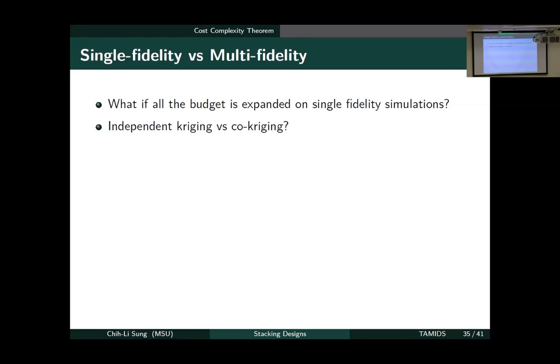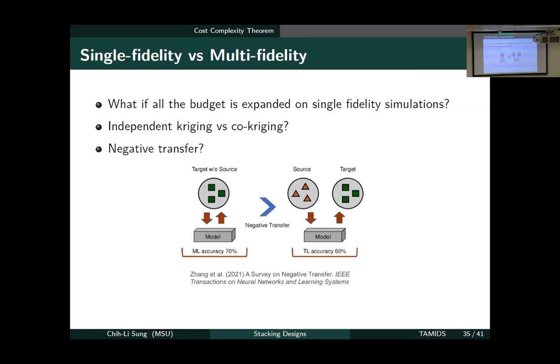Recent studies have found that, so kriging is just GP. People have found that if you use independent GP, and use some very complex GP with very complex construction to couple those multi-fidelity simulations, actually you will get worse results than independent GP. So I found this result very appealing, and I want to find out why. And in the machine learning community, they often call this negative transfer.